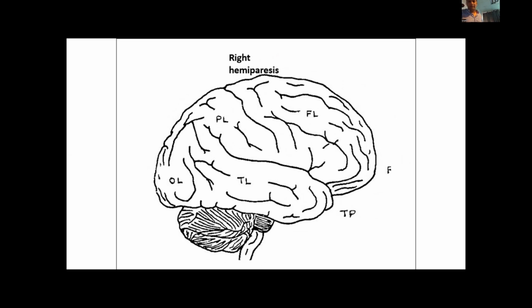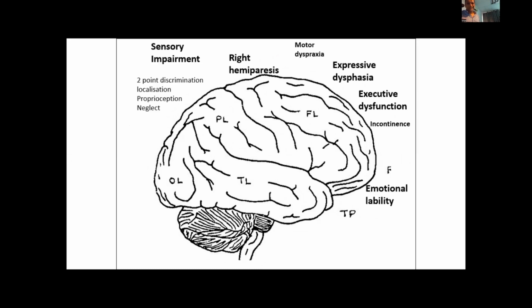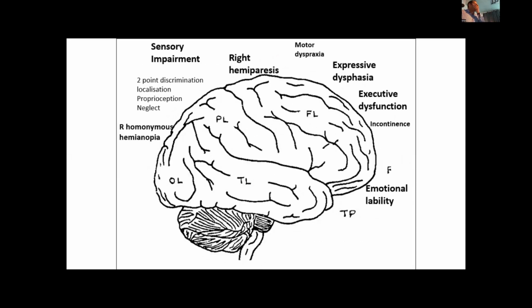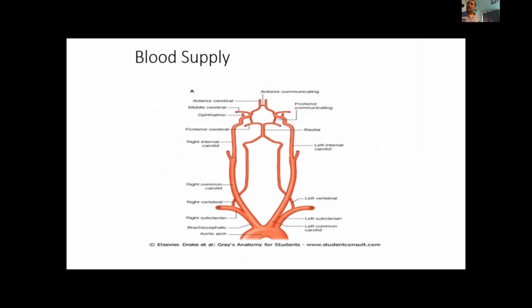And as a consequence, strokes of your frontal lobe are going to give you, on this side is the left hemisphere, so right paresis, expressive dysphasia in the frontal Broca center, motor dyspraxia, executive dysfunction, emotional lability, continence, 2-point discrimination, right homonymous hemianopia. So in a nutshell, that's almost every stroke syndrome you'll see. And of course, the nature of understanding hyperacute stroke medicine is having some idea of the territories that you're affecting.